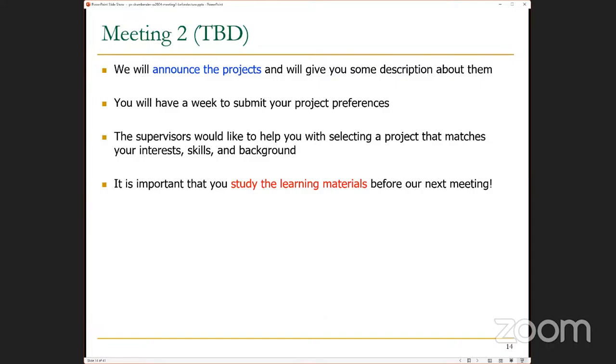In the second meeting, we will announce a list of potential projects, with some brief introductions, that you can choose from. After this, you will have a week to submit your preferences among these predefined projects. And of course, if you have your own ideas, we are more than welcome to hear about your own project ideas. If you want to know whether a project fits your current skill set and background knowledge, please write to us by email so that we can help you in choosing the projects. It's very important that you study the required materials so that you have a better understanding of what you will be doing in the rest of the semester.